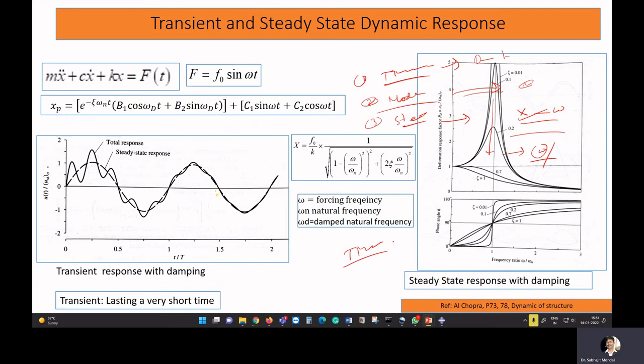In the next video, we will see how damping is affecting our time response, how we can perform dynamic explicit analysis, how we can perform dynamic implicit analysis, and how our forcing functions and damping are affecting our displacement. That we are going to learn in the next video. I hope you get some idea. Thank you.